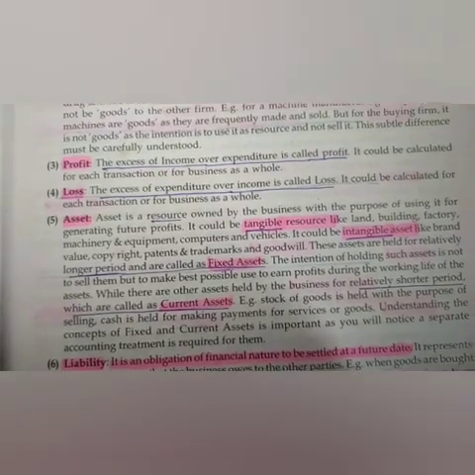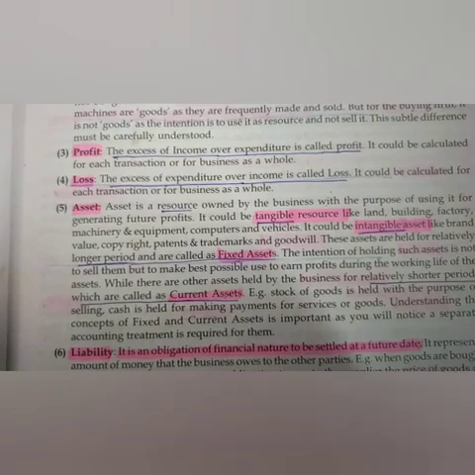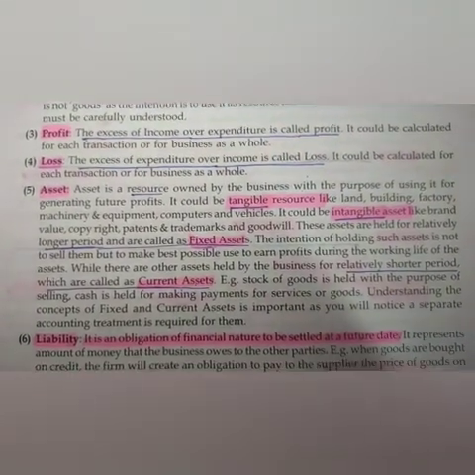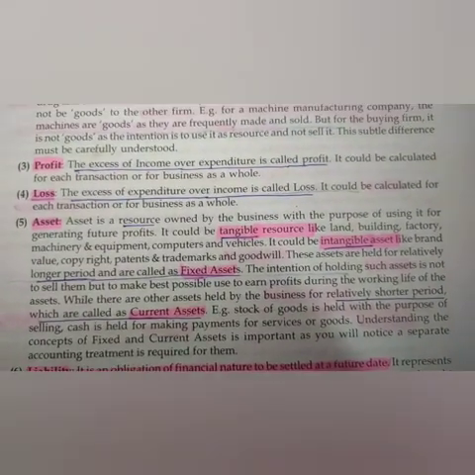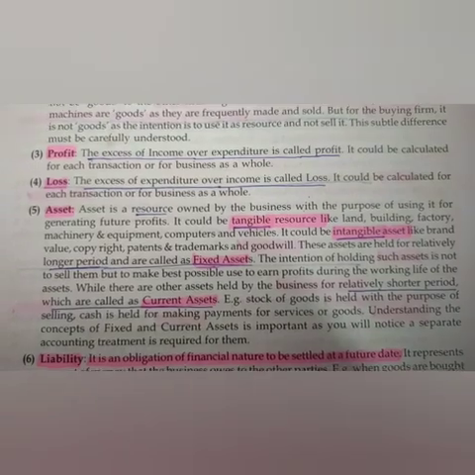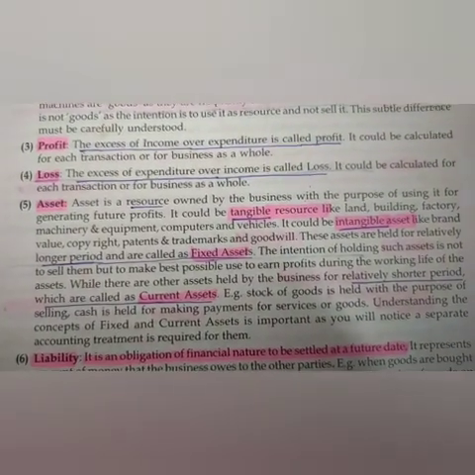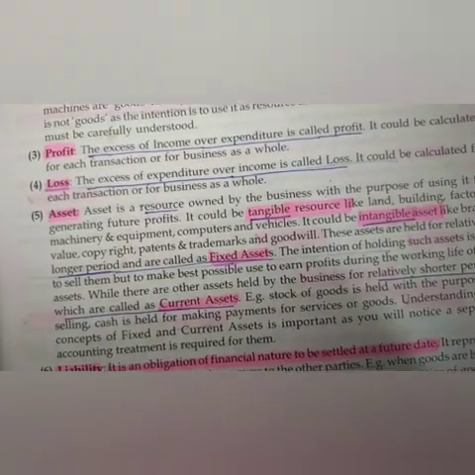A fixed asset is held not with the intention of selling it, but to make the best possible use of it to earn profit during the working life of the asset, while there are other assets held in the business for a relatively shorter period, which are called current assets.